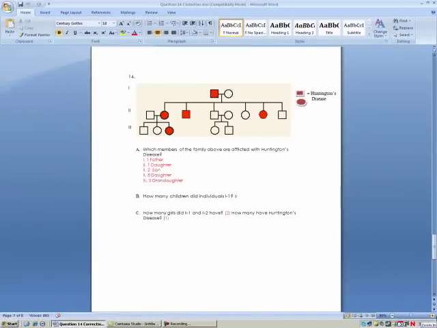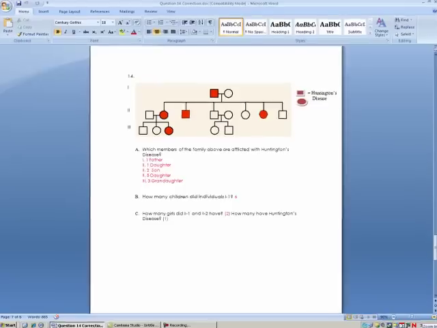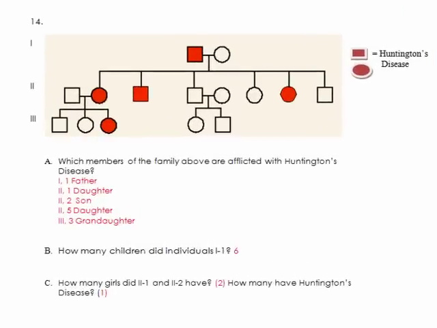Number 14, let's look at the pedigree. Which members of the family above are afflicted with Huntington's disease? Remember, the shaded area represents individuals afflicted with Huntington's disease. And you see 3 generations, 1, 2, and 3. Alright, so the individuals afflicted with Huntington's disease will be 1, the father, 2, a daughter, 2, a son, 2, 5, a daughter. How many children did individual 1 have?